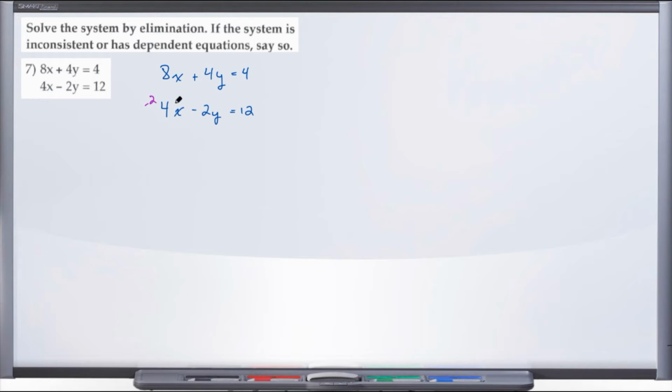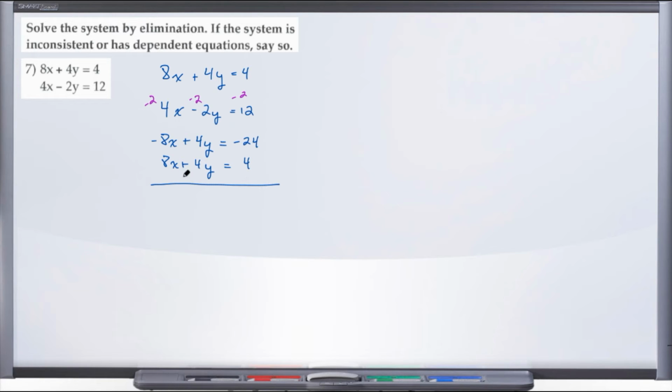And if you said negative 2, then you're on the right track. So let's go ahead and multiply this whole second equation by a negative 2. And when we do that, we're going to have negative 2 times 4x gives us negative 8x, and negative 2 times negative 2y is plus 4y. Equals, and then negative 2 times positive 12 is going to give us negative 24. All right, so now let me go ahead and rewrite this first equation right underneath, just so everything lines up nicely.